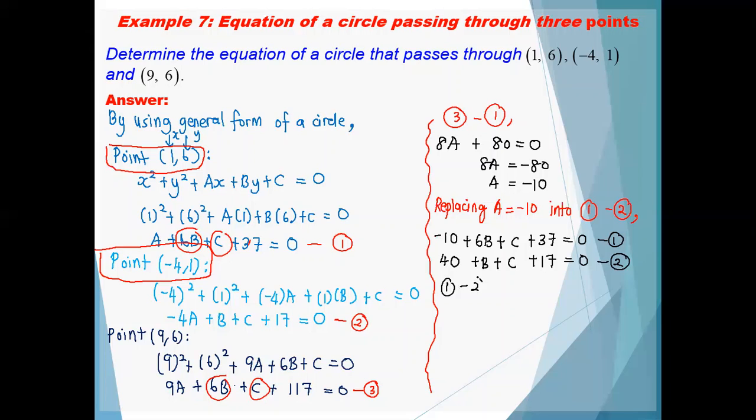So 1 minus 2. So we obtain negative 10 minus 2, negative 50 plus 6, 5b plus 37 minus 17, 20 is equal to 0. So we got 5b, negative 50 plus 20 is negative 30, so equal to 30, bring to the right. So b is equal to 6.